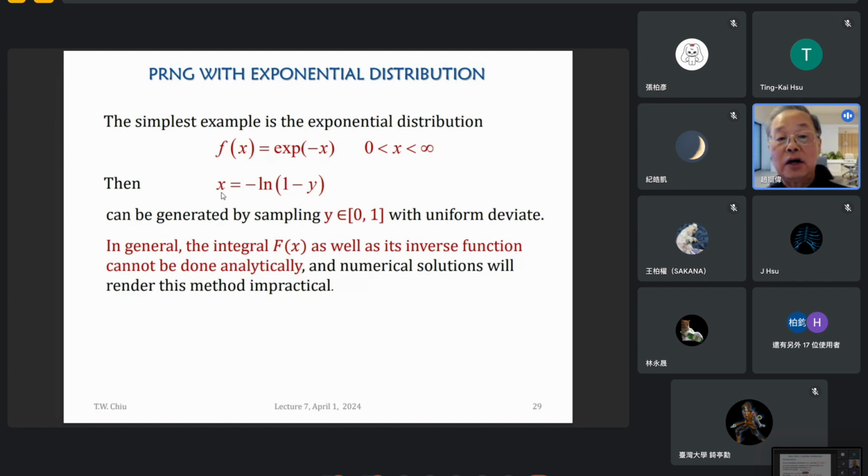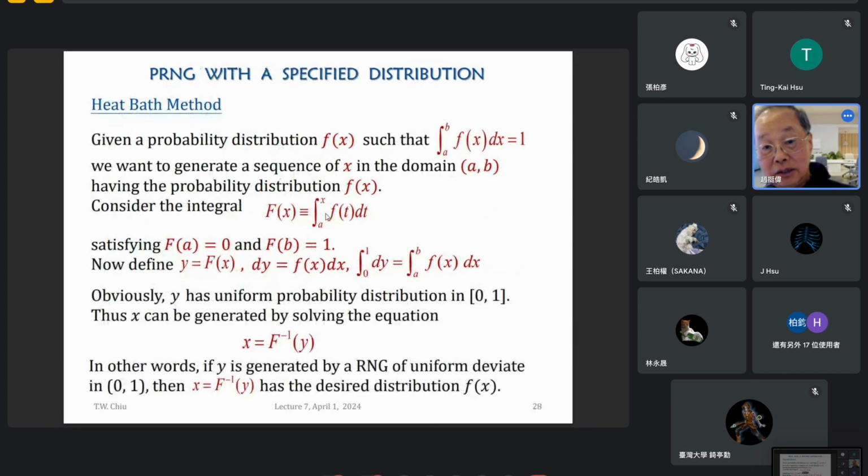In general, the integral of f(x) as well as the inverse function cannot be done analytically. Suppose you can do the integral analytically, but for some distributions you cannot. Even if you can do the integral analytically, you may not be able to solve the inverse equation exactly. Then you don't have an analytic relation between y and x, and this method cannot work in practice for such cases.